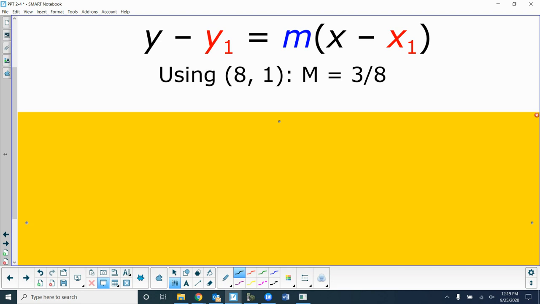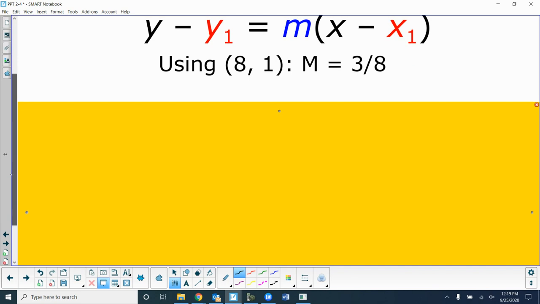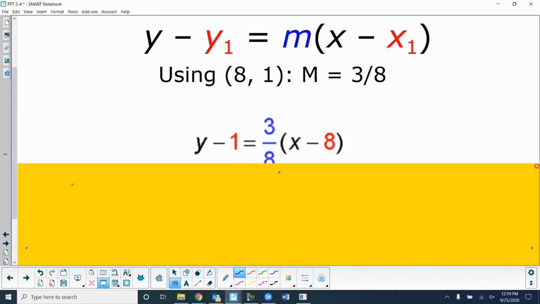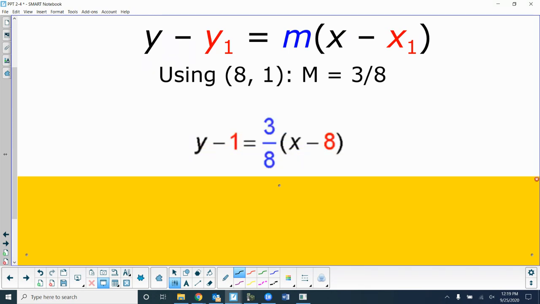Is there anything else to the sentence? No. Y minus 1 equals 3/8, 1 parentheses, x minus 8. Yes, very good. Just substitute the y value 1 for the y1, the x value 8 for the x1, and then 3/8 in for slopes, the m. Okay, so now it's in point slope form.